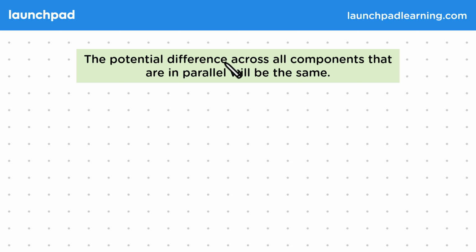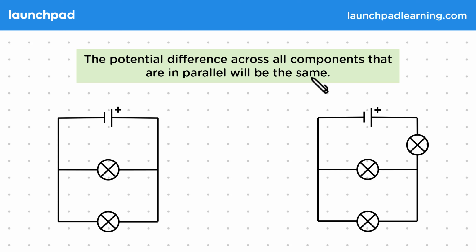The potential difference across all components that are in parallel will be the same. Here are some examples of circuits with parallel components, which, remember, are when the components are on branches alongside each other. So there's no path around the circuit that passes through both, like with these two lamps. But how does this affect their potential differences?